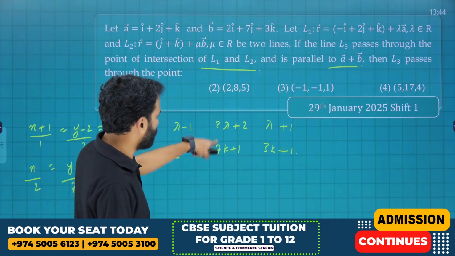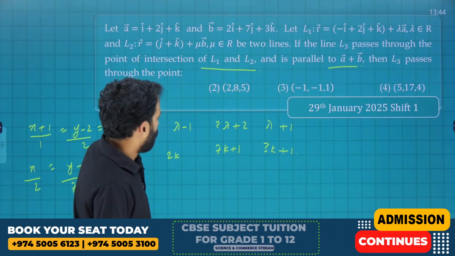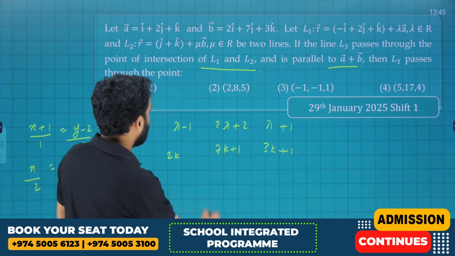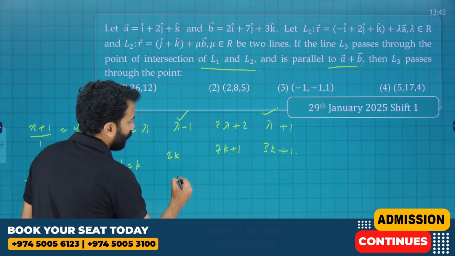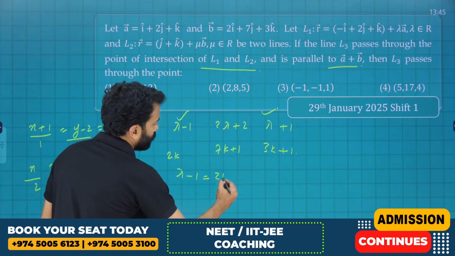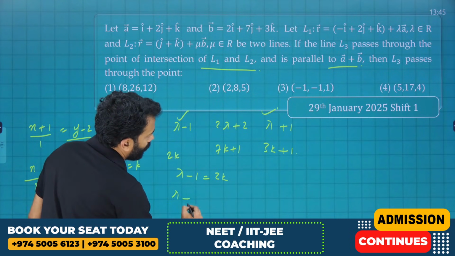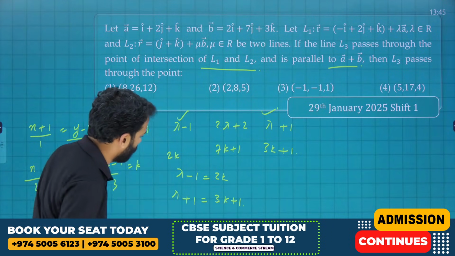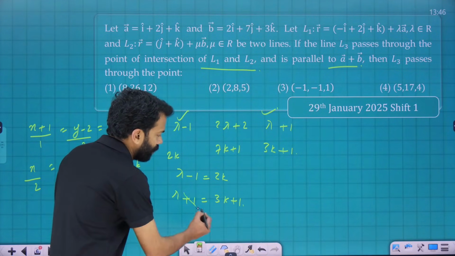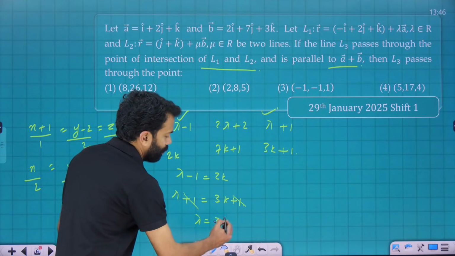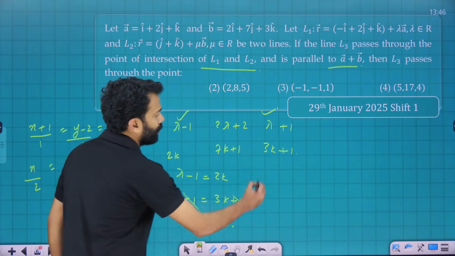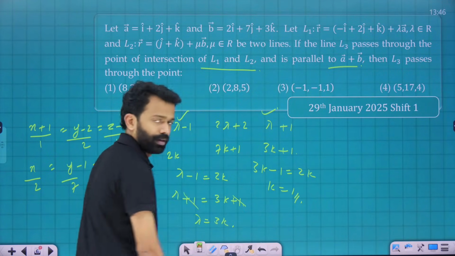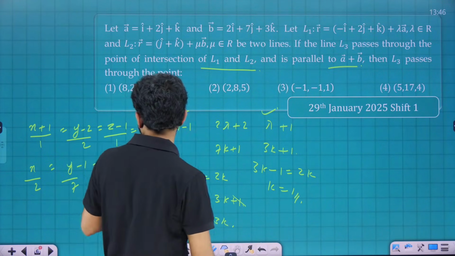So this and this will be equal. Or else I think it will be better if you compare these two. That is lambda minus 1 is equal to 2k and lambda plus 1 is equal to 3k plus 1. Okay, we can cancel this 1 and 1. Therefore, lambda is equal to 3k. Substitute that 3k here, we get 3k minus 1 is equal to 2k. Therefore, k is equal to 1. That's all, you got k, that is 1.